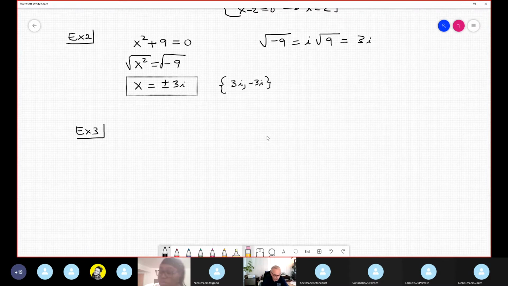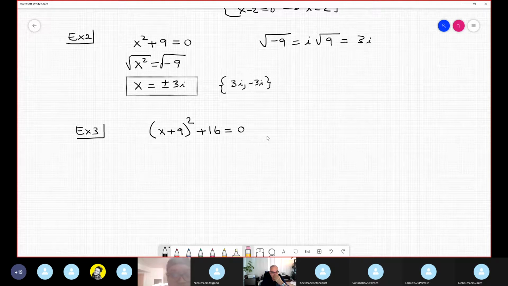Okay, example 3 is similar, a little bit more complicated. Suppose you have the equation (x plus 9) squared plus 16 equals 0. It's a quadratic equation, of course. There are many ways to do this problem. For example, one student says, well, professor, I foil this part and put it in standard form. No. I take advantage, because you know I can do the factorization of this part.